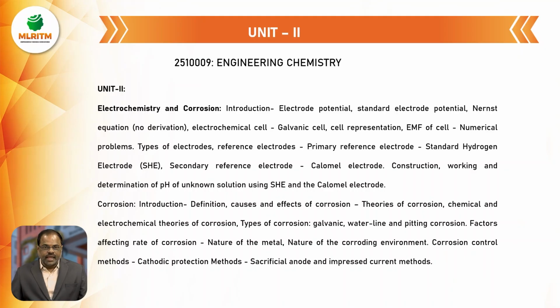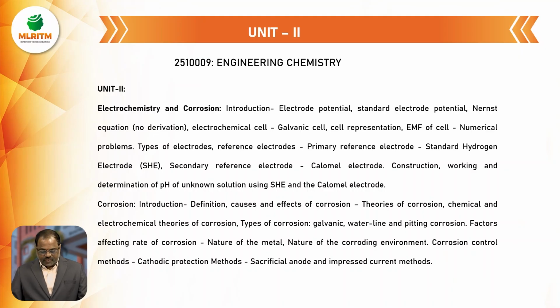Next, the next topic is corrosion. Corrosion: definition, causes and effects of corrosion. Theories of corrosion: chemical and electrochemical corrosion. Chemical corrosion is also called dry corrosion, and electrochemical corrosion is also called wet corrosion. Types of corrosion: galvanic corrosion, waterline corrosion, pitting corrosion.